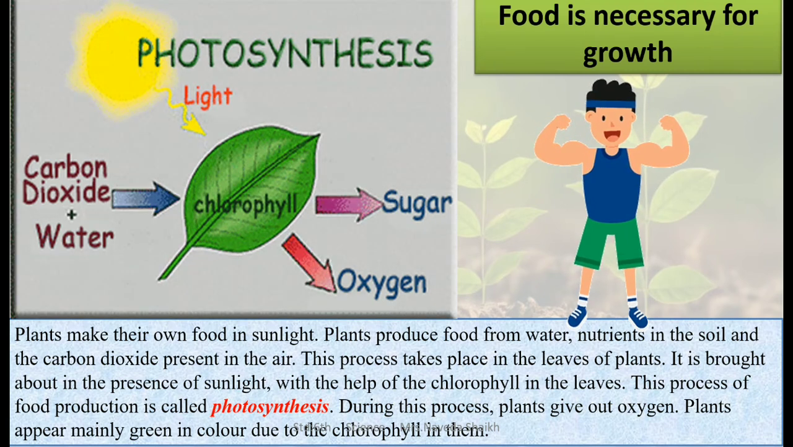Now remember, during photosynthesis, plants take in carbon dioxide gas. Remember this, it is important. Photosynthesis, what do they take in? They take in carbon dioxide gas. They take in water and nutrients. They take in sunlight. They have chlorophyll. With all these things, they prepare their food, that is glucose, and they give out oxygen gas. So this process of food production is called photosynthesis. During this process, plants give out oxygen, which is important for us. Plants appear mainly green in color due to the presence of chlorophyll in them. So food is extremely important for growth of all living things.